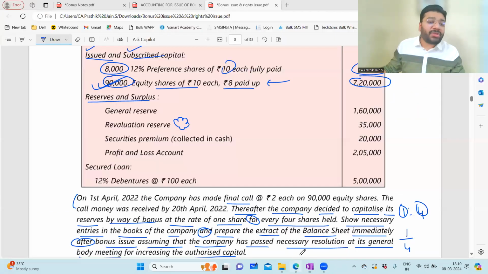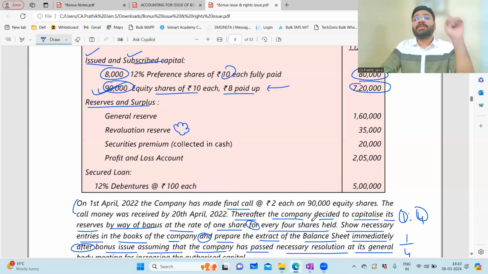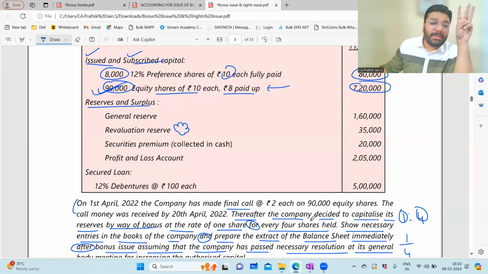So come back to the question and tell me which reserve are we supposed to exhaust first. If I go with the format, first is CRR. Is CRR given anywhere here? Not there. Second is capital reserve in cash. Is capital reserve given here? No. Third is security premium reserve. So third is security premium reserve collected in cash, 20,000 rupees.